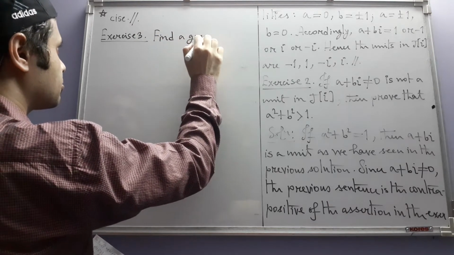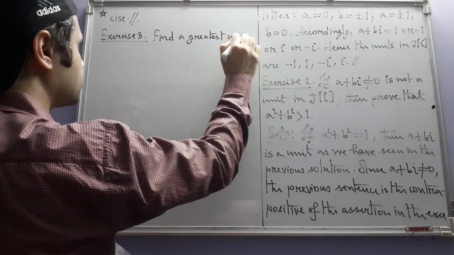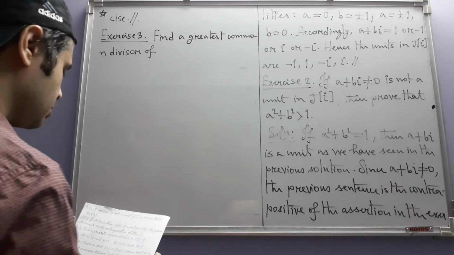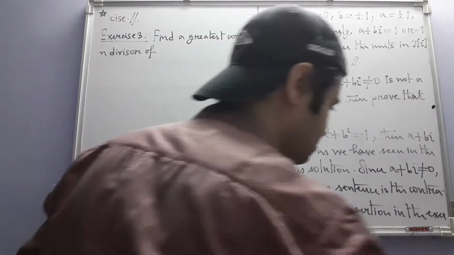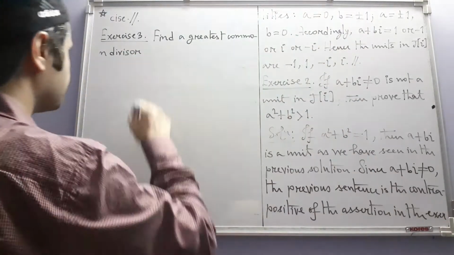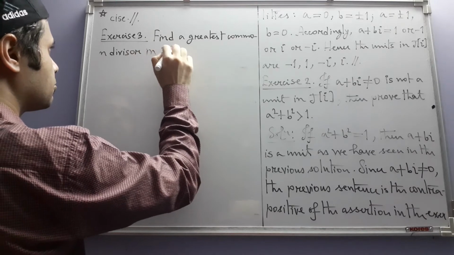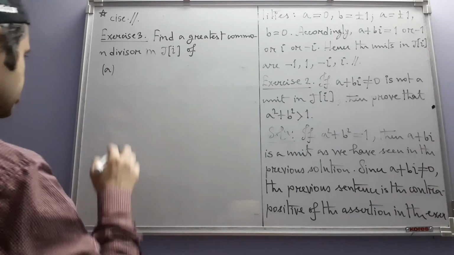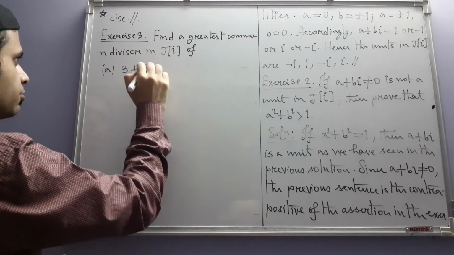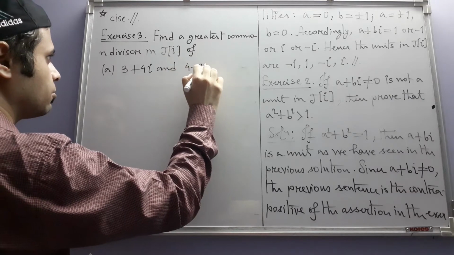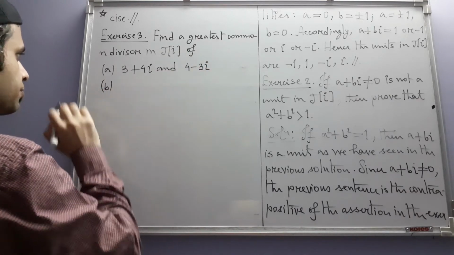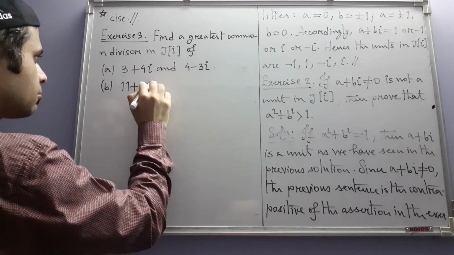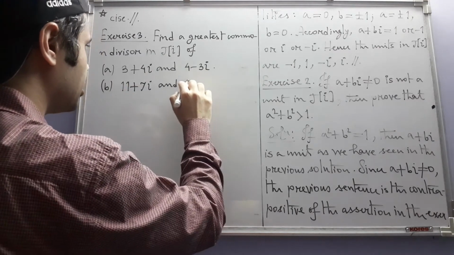Find a greatest common divisor in Ji, that must be mentioned, of these two situations: 3 plus 4i and 4 minus 3i. So this is one, and the other is 11 plus 7i and 18 minus i.